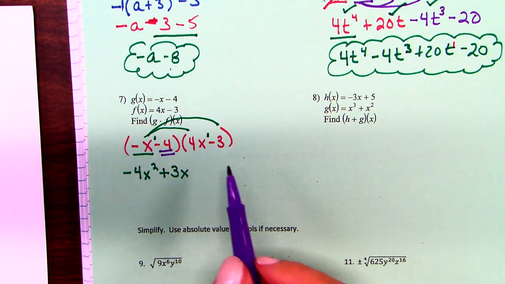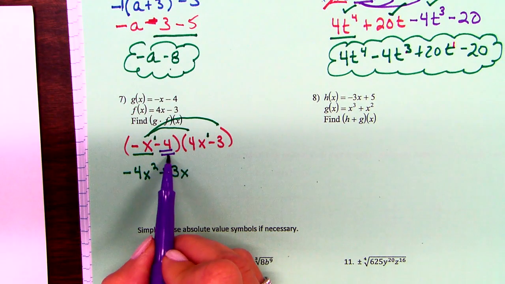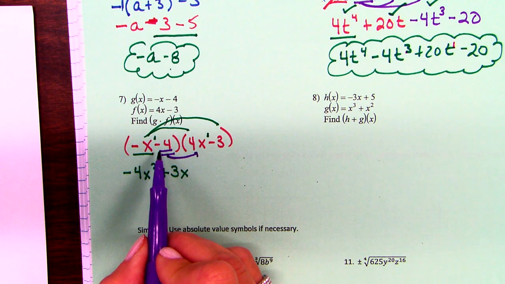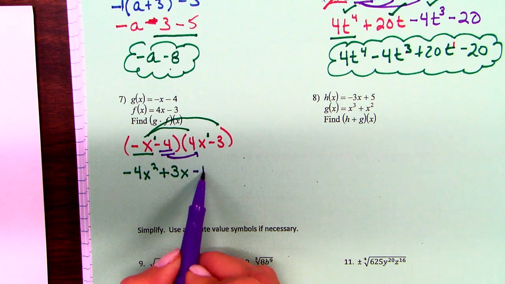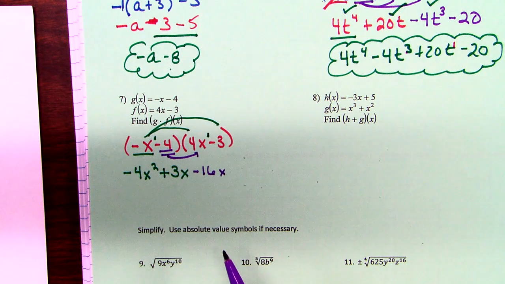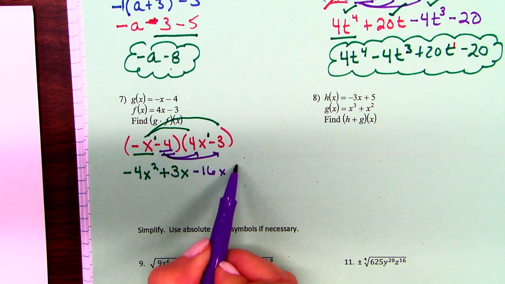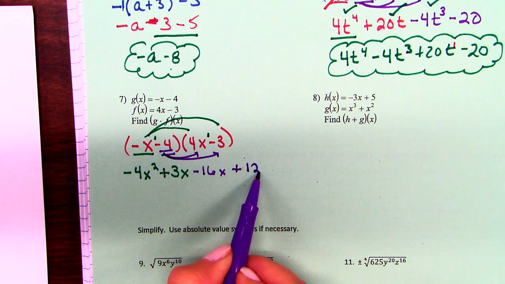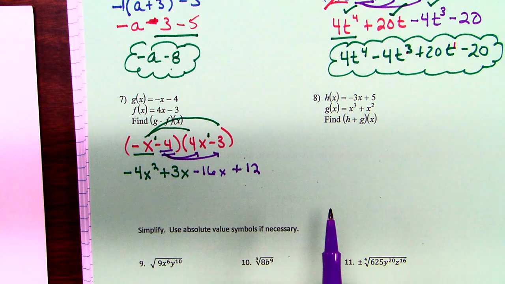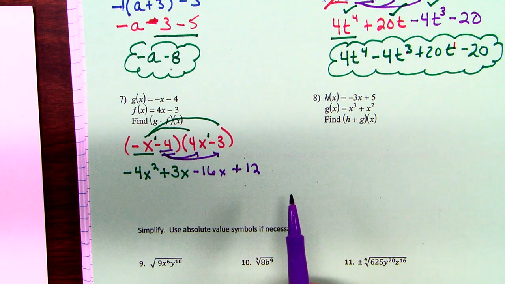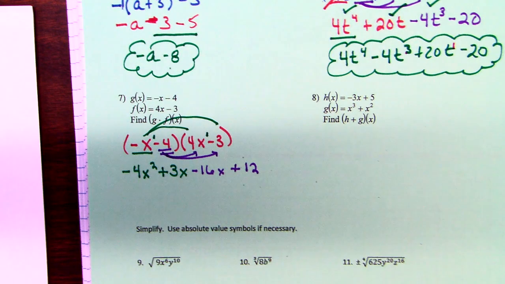All right, so 4 times everybody, so negative 4. Negative 4 times 4 is negative 16x. And negative 4 times negative 3 is positive 12. Negative times negative. Use your calculators tomorrow. You're going to lose a point if you don't do something. What do we need to do?